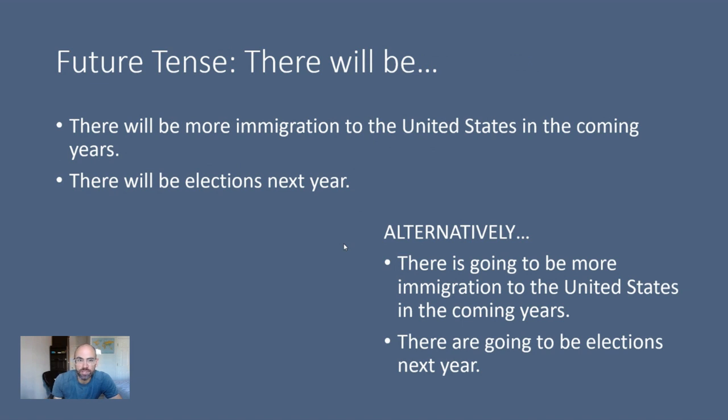Okay, and then future tense, we say there will be, and there will be can be either singular or plural. So we can say there will be more immigration to the United States in the coming years, or we can say there will be elections next year. Alternatively, we can use the expression there is going to be or there are going to be for the singular and plural, respectively, in the future tense. So I can say there is going to be more immigration to the United States in the coming years. There are going to be elections next year. Okay.